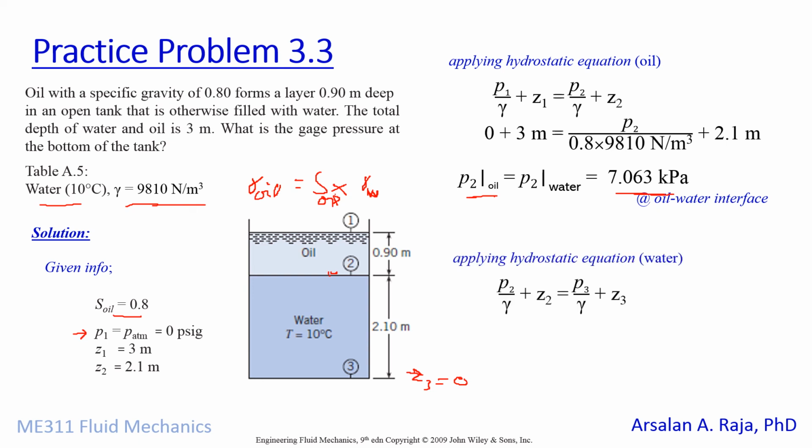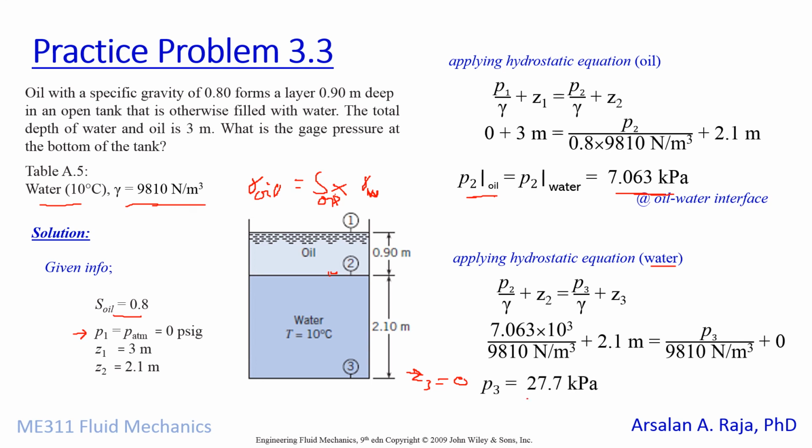Now apply the hydrostatic equation in water and insert the values therein, and you will get P3. With simple multiplication, subtraction and addition, you will get the value of P3, which is 27.7 kilopascals, the pressure at Z equal to 0 meters at the datum, right? So this will be your value of pressure.